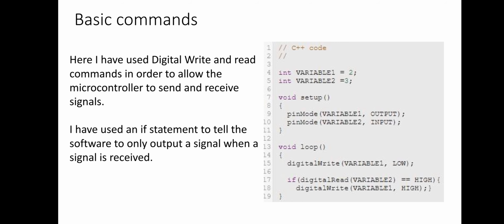Now the next statement is called an if statement, and it basically says if something is this or does this or equals this, do this. So as you can see, I've told it to digitalRead, so read the state of variable2, and if variable2 is high, digitalWrite variable1 high, so make it on.